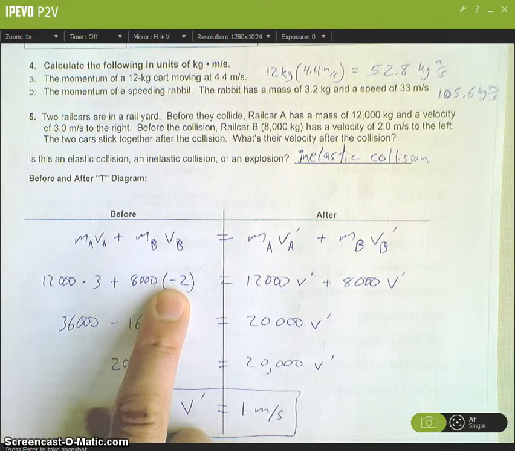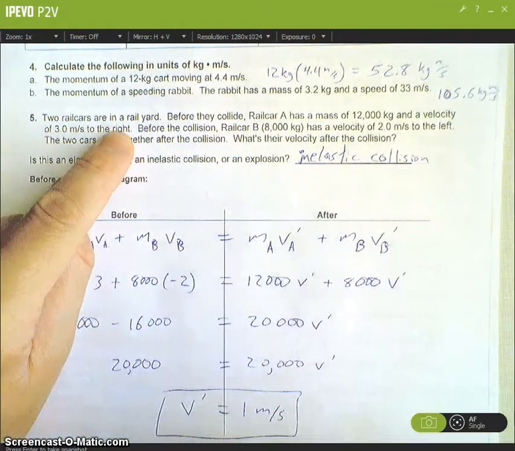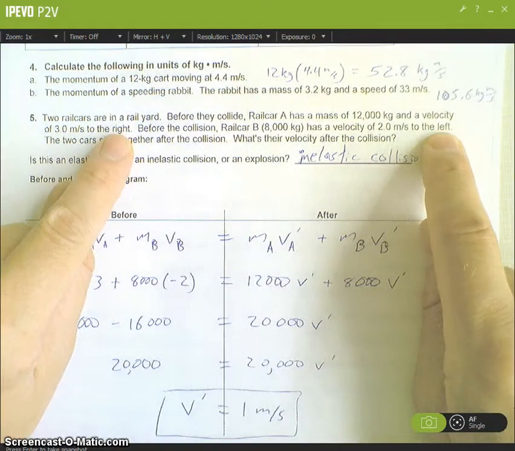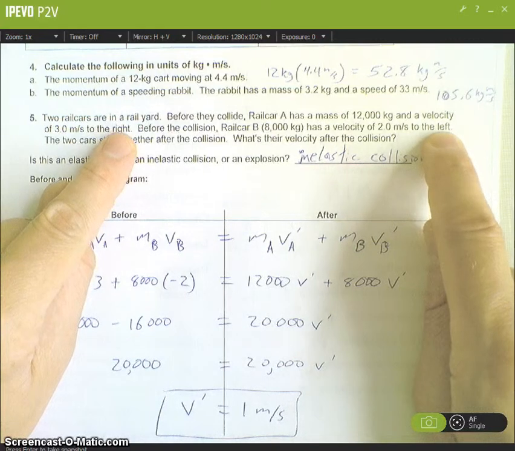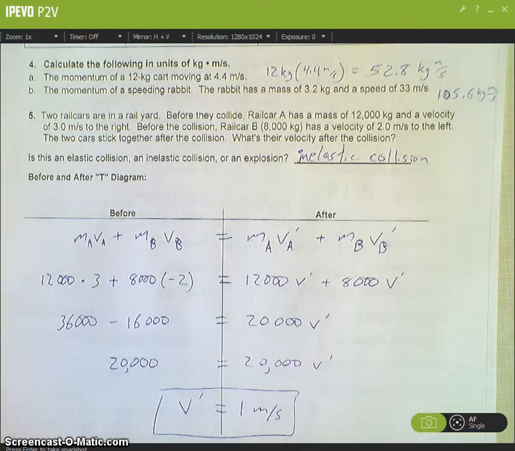This is the point where you have to be really careful, because the two railroad cars are traveling in opposite directions. One's traveling to the right and the other's to the left. So their momentums are going to partially cancel out, which means you have to make one of the velocities negative. It doesn't matter which one you make negative. You'll come out with the same answer, but you have to make one of them negative.